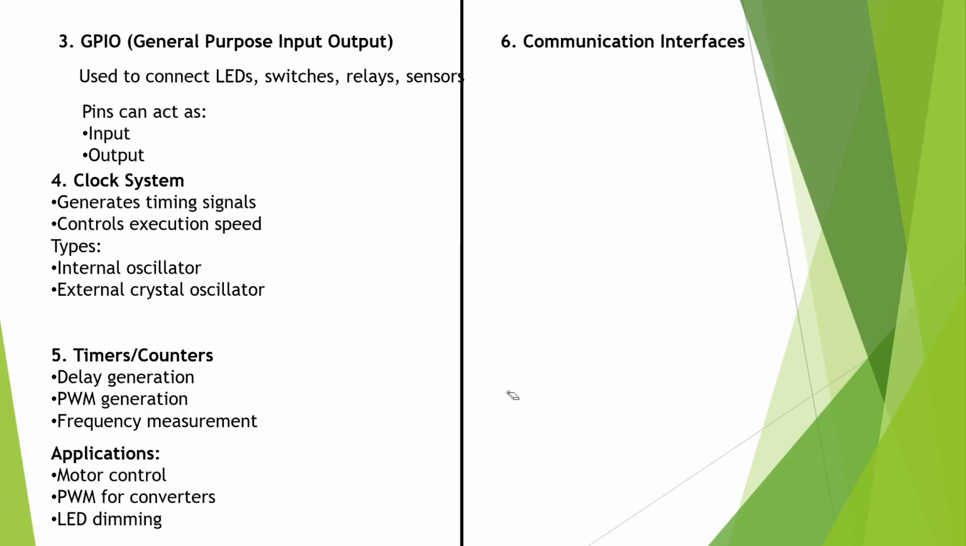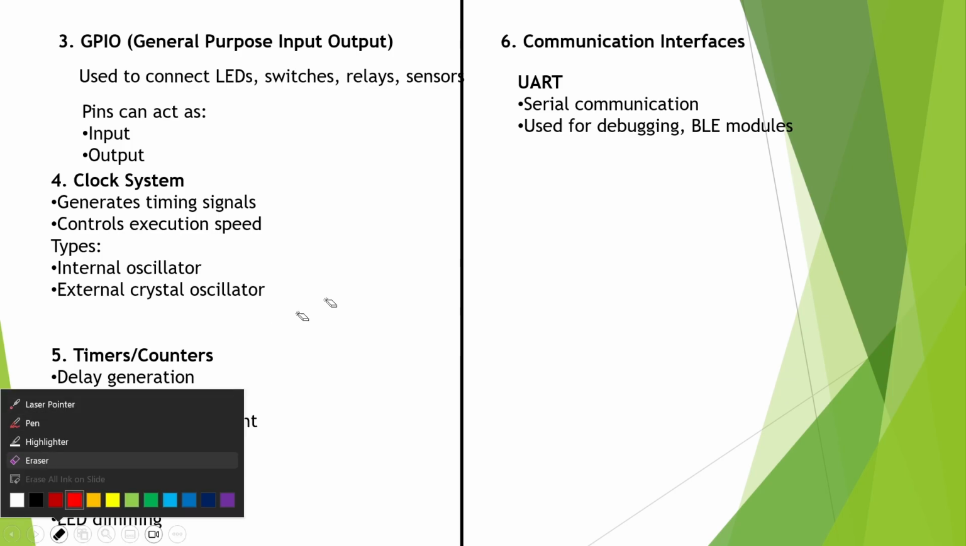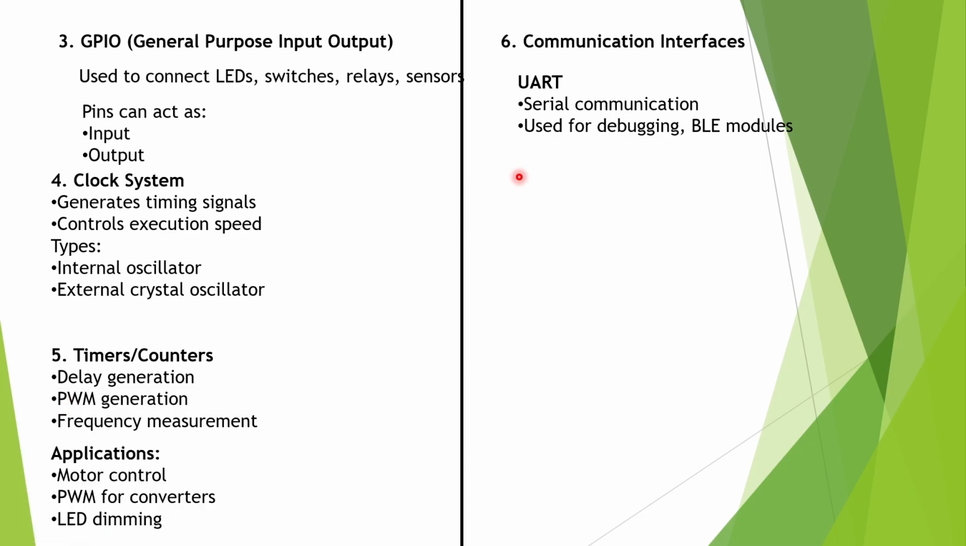So there are some communication interfaces. What are the communication interfaces? Like UART. UART is basically a serial communication, used for debugging, and a BLE module is also connected with UART to the microcontroller. Not all BLE modules support this communication protocol, but this is easy to implement.